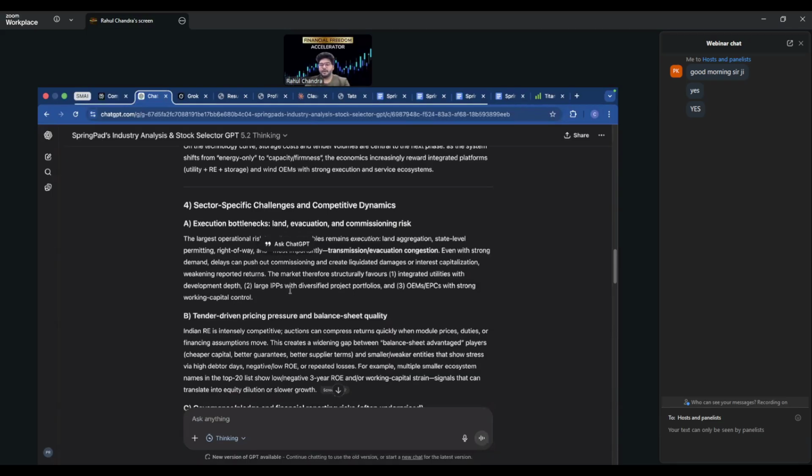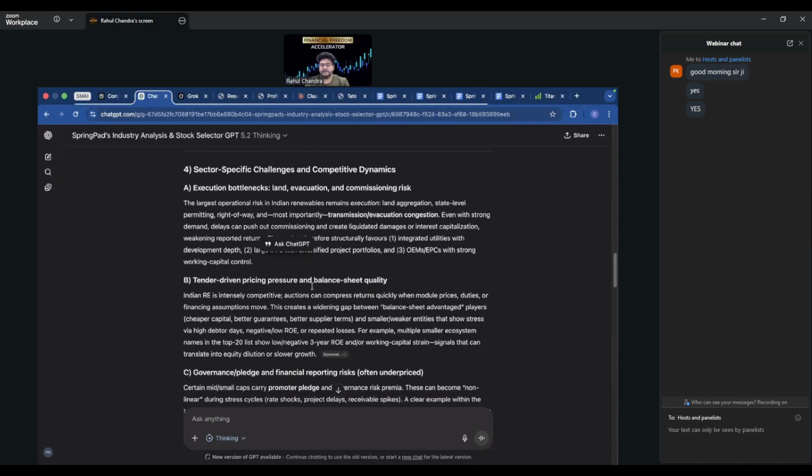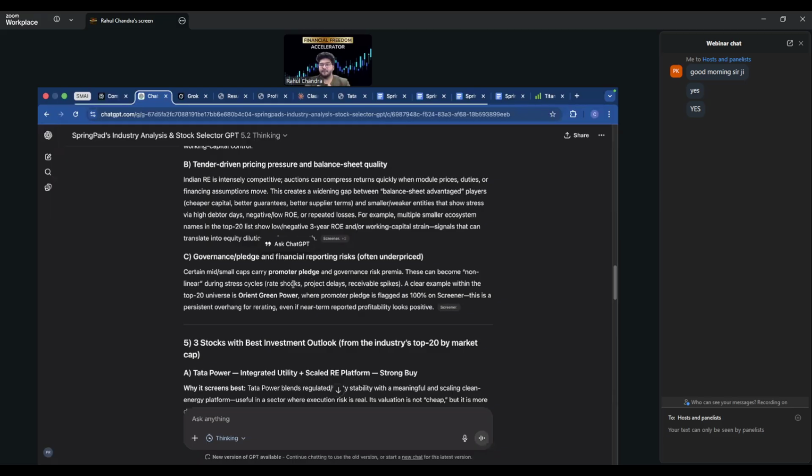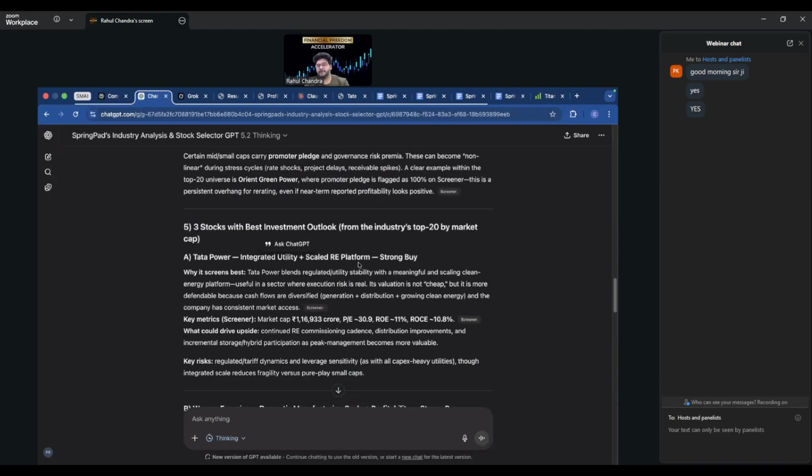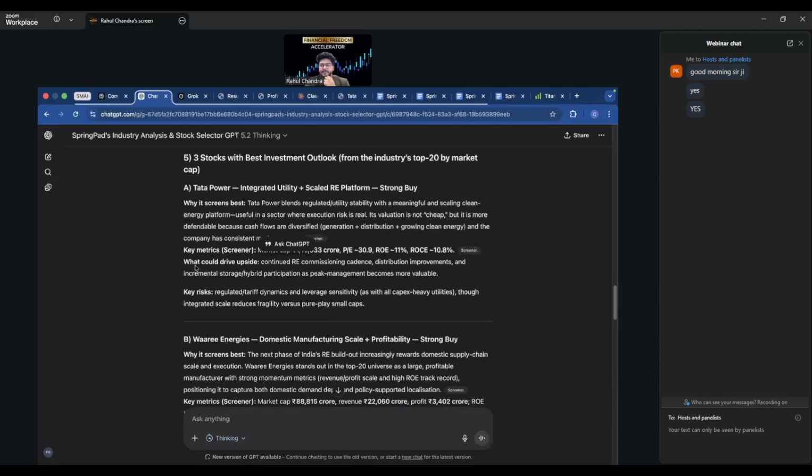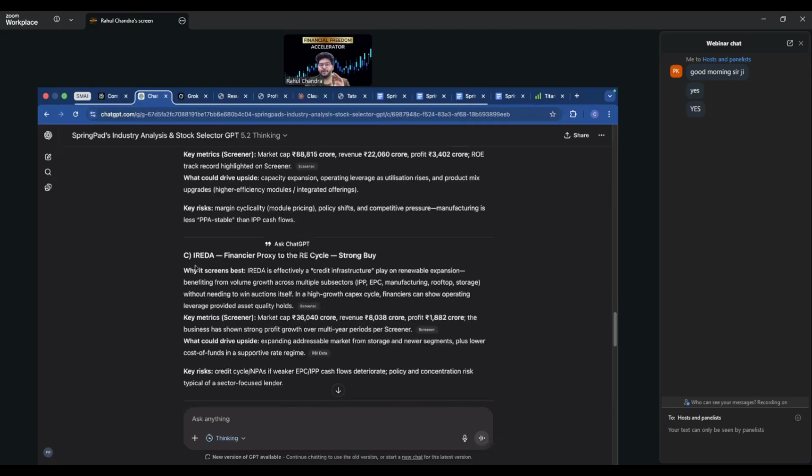Okay. Is there tender driven pricing pressure? Okay. Again, all of these energy things are done by tenders, right? There are energy tenders which are given out as contracts. Okay. What is the governance like? And after all of that, right, doing all that analysis, it goes to the top 20 and then filters out the best three at the moment for you.